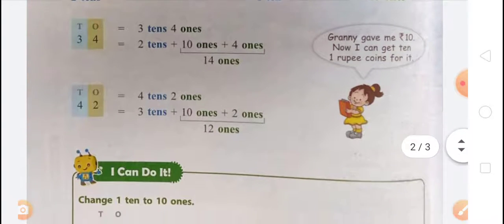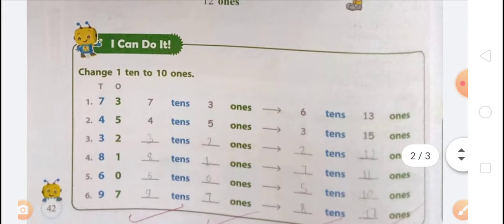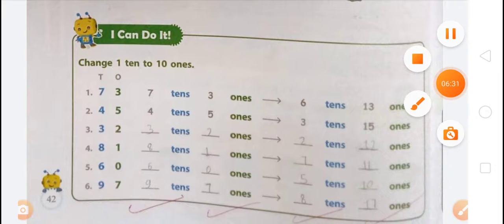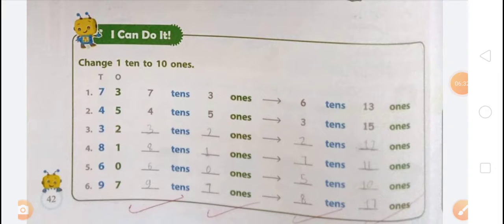Now the next is I can do it: change 1 ten to 10 ones. What you have to do here is listen carefully. In the first question, on the ones place there is 3 and on the tens place there is 7. So 7 tens and 3 ones can be exchanged for 6 tens plus 13 ones.